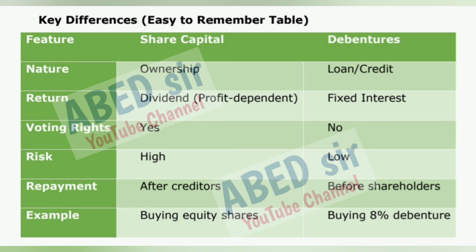Feature: share capital versus debentures. Nature: ownership versus loan or credit. Return: dividend, profit dependent, versus fixed interest. Voting rights: yes versus no. Risk: high versus low. Repayment: after creditors versus before shareholders. Example: buying equity shares versus buying an 8% debenture.